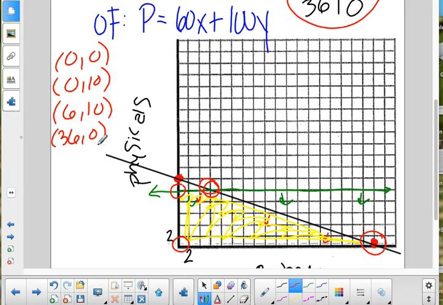And then to figure out which one is the maximum, where do you plug them into? The objective function. So 0, 0 is obviously 0. What about 0, 10? $1,000. What about 6, 10? $1,360. And then 36, 0 would be $2,160. 36 times 60. So what is the most amount of money she can make for a day? 2,160. And in order to do that, she should schedule 36 routine. Yep, only 36 routine visits. So just make sure you describe your answer in the end.